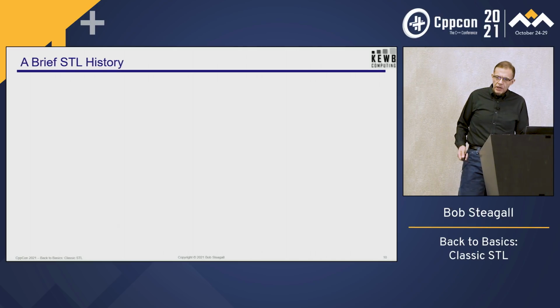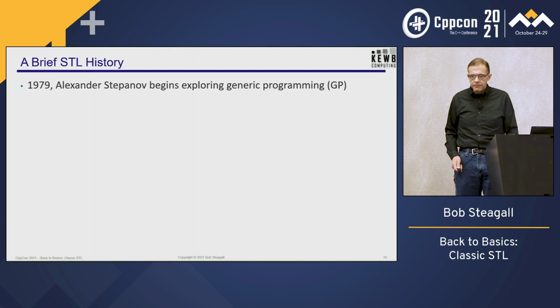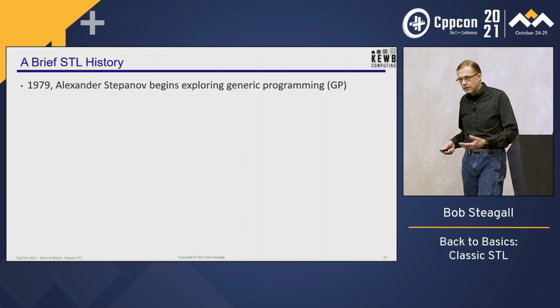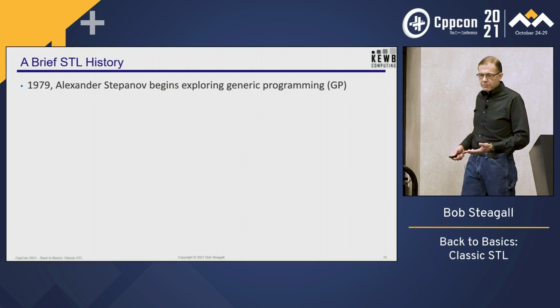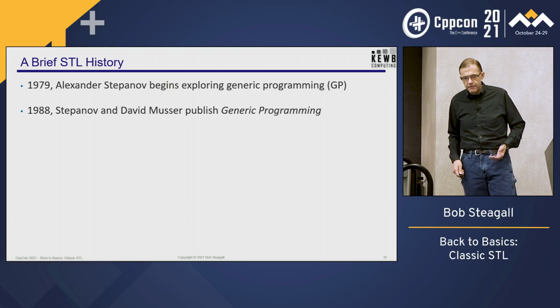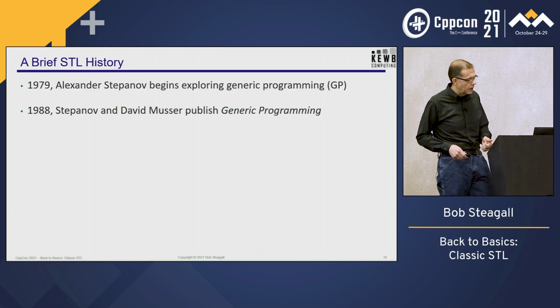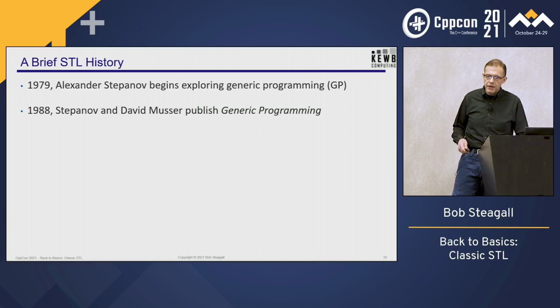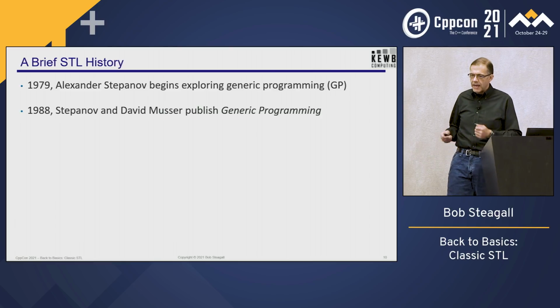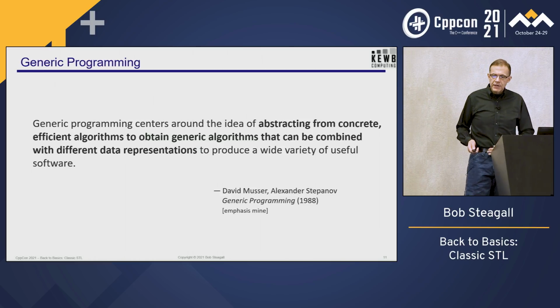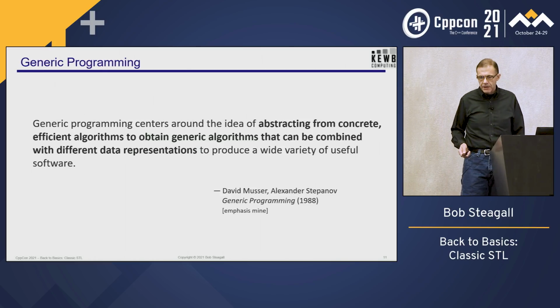So I wanted to do just a very brief history. In 1979, Dr. Alexander Stepanov began exploring what would come to be known as generic programming. And in 1988, he and David Musser published sort of a paper, which I think may be the first time the term generic programming was actually used. And this is the very first sentence of the very first paragraph of that paper.